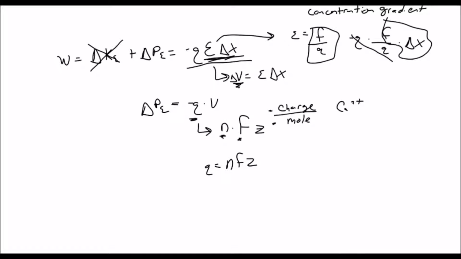NFZ, and we can replace that and say that the potential energy, or the work, at equilibrium is equal to V times NFZ. The potential energy, or the work, is equal to V, the potential difference, or voltage, times NFZ, which is the moles of charge, Faraday's constant, and the charge per ion.